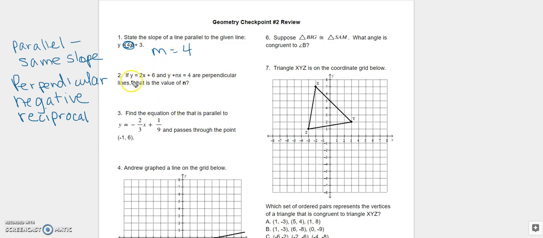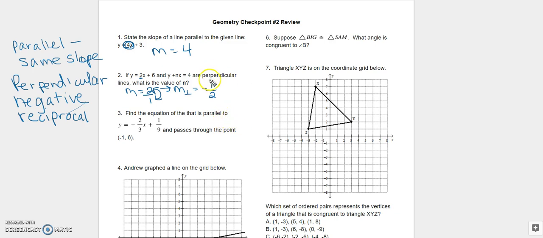Number 2, if y equals 2x plus 6 and y plus nx equals 4 are perpendicular lines, what's the value of n? Okay, so again, perpendicular lines have negative reciprocal slopes. If my slope is 2, then for my negative reciprocal slope, I take the 2, put it over 1, flip it and take the opposite sign. So my new slope is going to be negative 1/2.